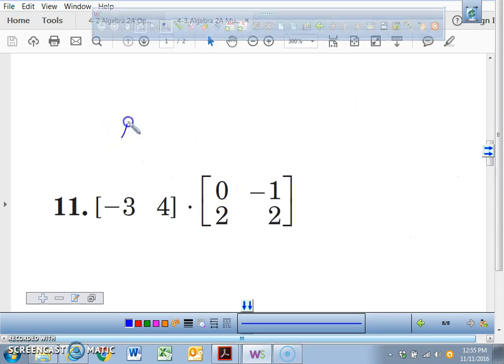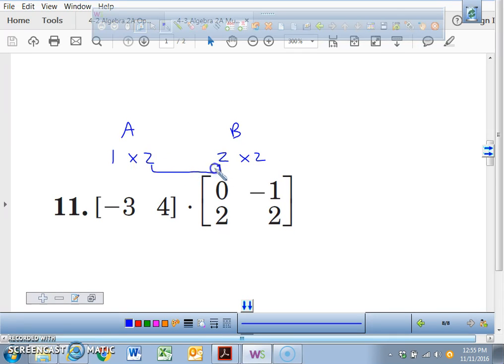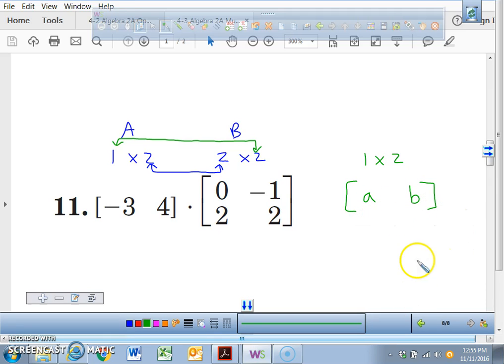All right, number 11, at matrix A, we have matrix B. The dimensions of this are a 1 by 2. The dimensions of matrix B are a 2 by 2. These match. Therefore, our final product will have the dimensions of a 1 by 2. And what does a 1 by 2 look like? It actually looks like this one right here. We're going to have a number here and a number here. That's what it's going to look like.